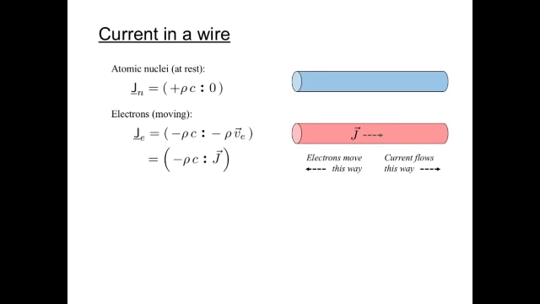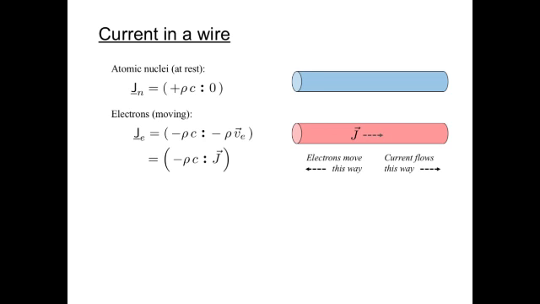Now we imagine the charged fluid of the electrons, and they're moving. Let's suppose they're moving to the left, which means that the current density is to the right. Now the electrons have exactly the opposite charge density, minus rho c, but the space part, the current density, is just minus rho times v_e. That minus sign is there because, of course, the charge density of the electrons is negative. And so the overall current 4 vector for the electrons is minus rho c and J.